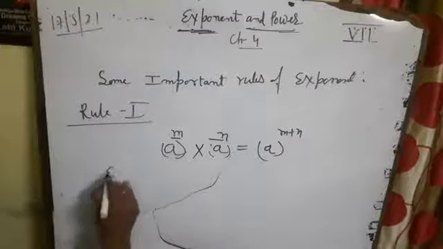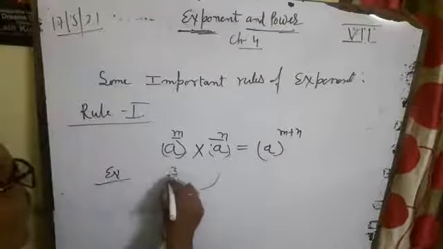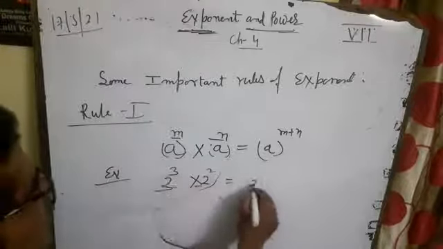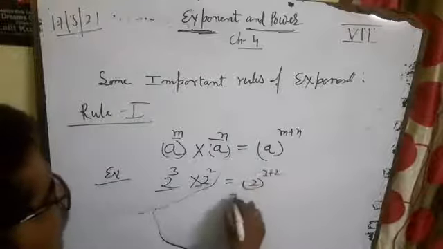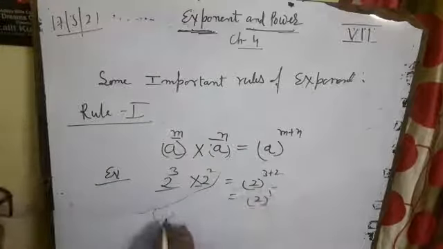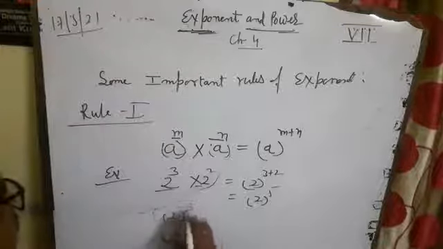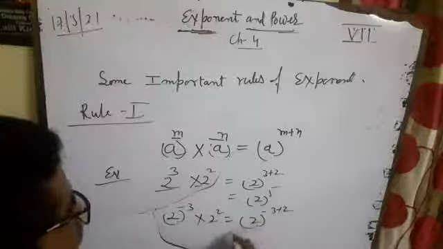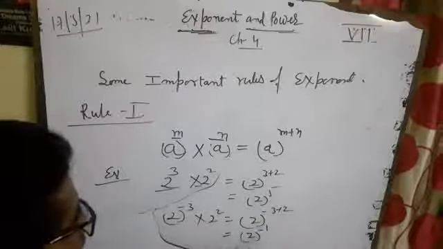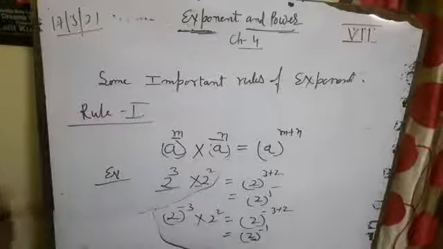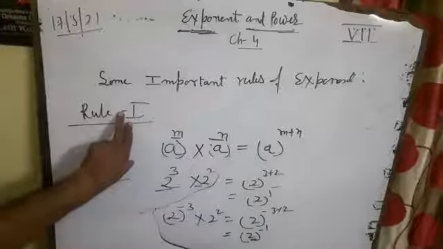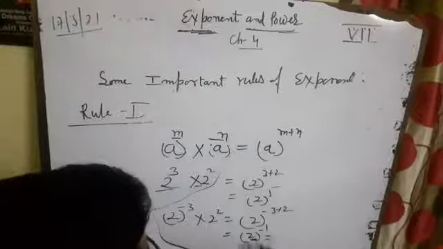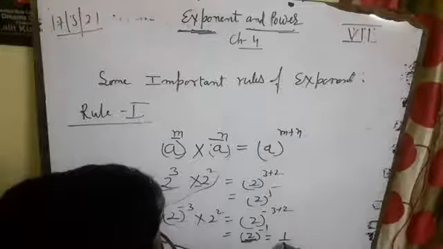There is some example. 2 to the power 3 into 2 to the power 2. Here 2 is the base. So 2 to the power 3 plus 2, 2 to the power 5. Similarly, 2 to the power minus 3 into 2 to the power 2. We have written 2 to the power minus 3 plus 2, 2 to the power minus 1. But in the exponent, the basic rule is never write in the form of a negative power. So this is the reciprocal of 2, 1 upon 2 to the power of 1.